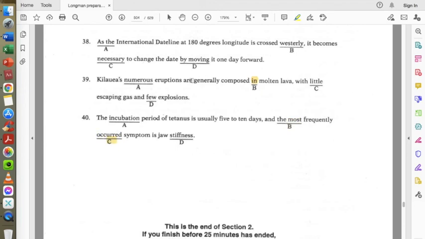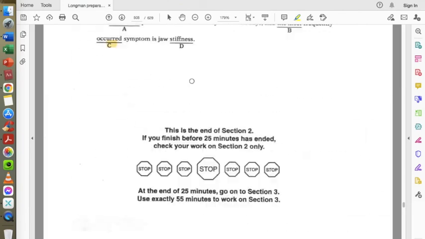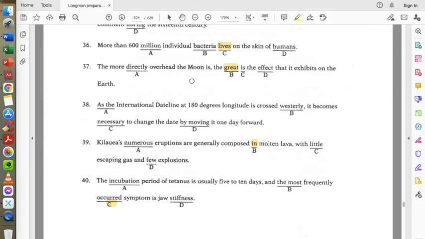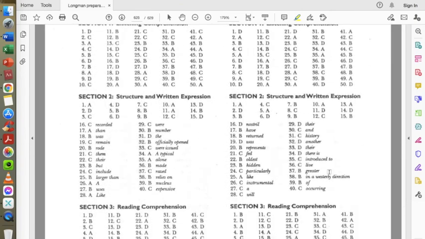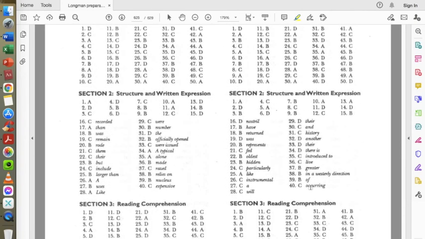All right, so some of these practice tests do in fact have mild errors. This is practice test 5, number 38. Let's see if we can find an answer quickly. Yeah, in a westerly direction. Yeah, that was my initial thought. Westerly should be used in this prepositional phrase here. Number 38.